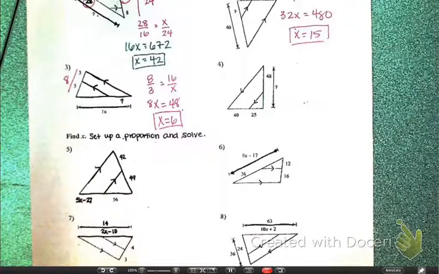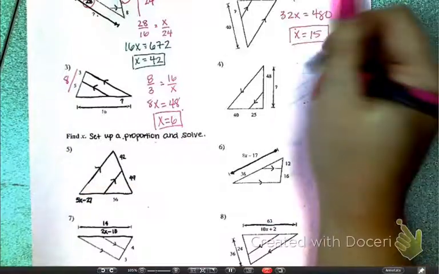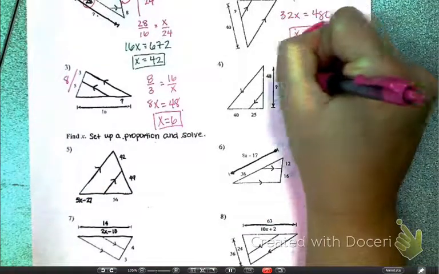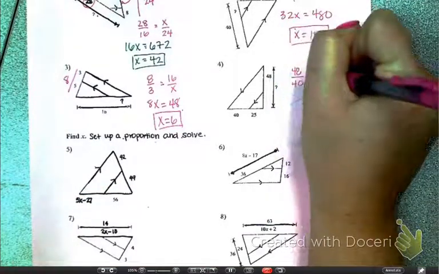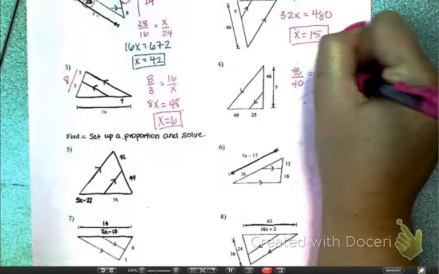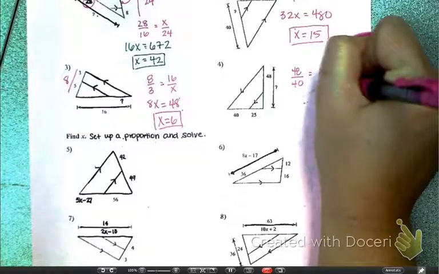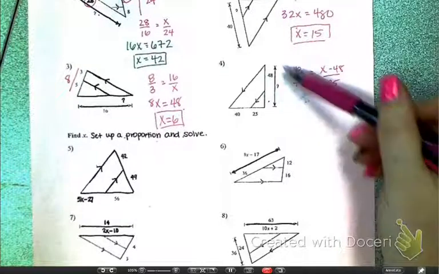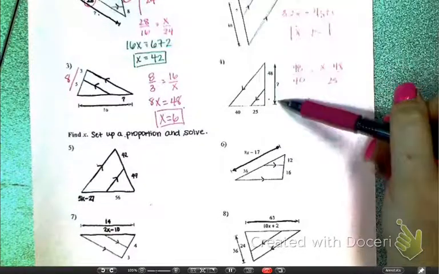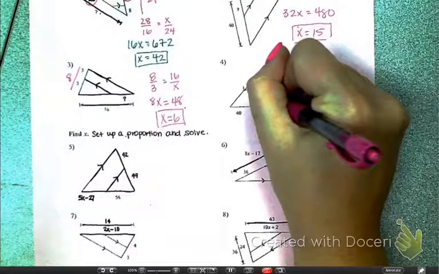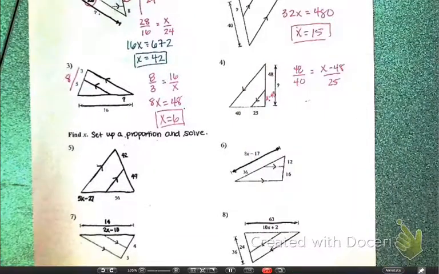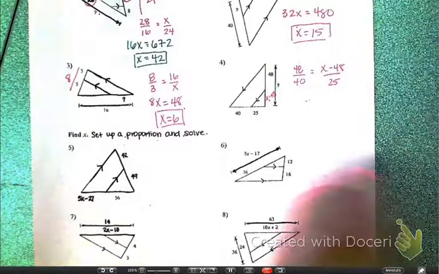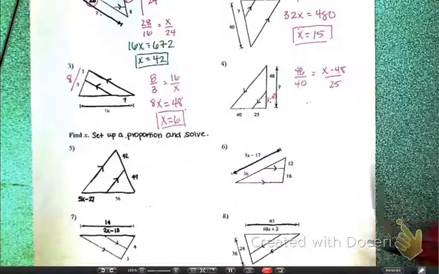What about number 4? Who can help me set up 4? 48 over 40 equals x minus 48 over 25. Okay. So Evan found this piece here. The whole thing is x. This little piece is 48, so this piece is x minus 48. That works just fine. You could have also found this large piece, so let's see if we get the same answers.